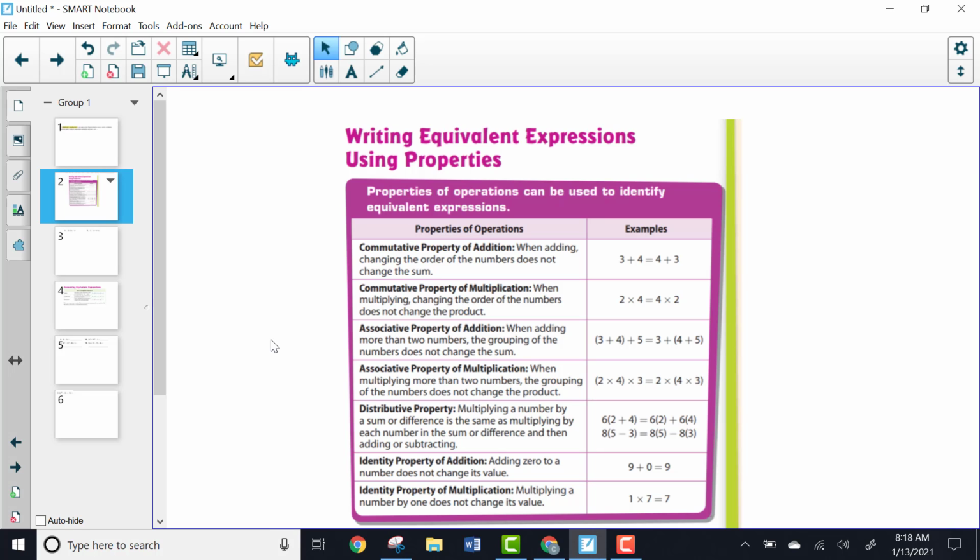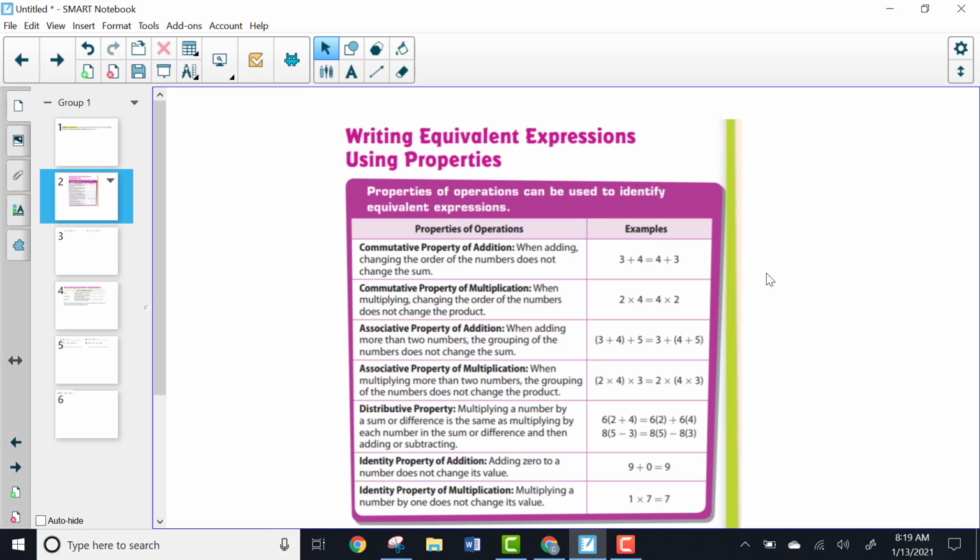So, understanding the commutative property of addition. The idea is you can change the order of numbers and add them in any order that you would like, and they'll still equal the same number. For example, 3 plus 4 equals 7, and 4 plus 3 equals 7 as well. So we would say that 3 plus 4 and 4 plus 3 are equivalent to each other. Even though they are in a different order, they're equivalent. So understanding that is important.